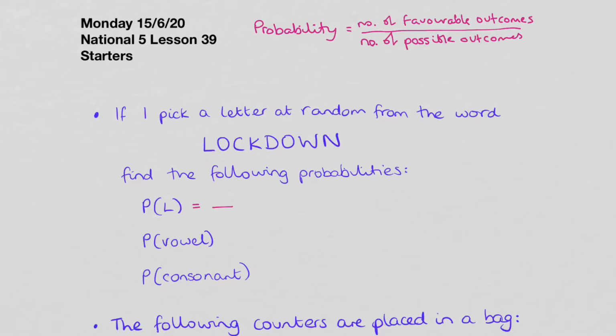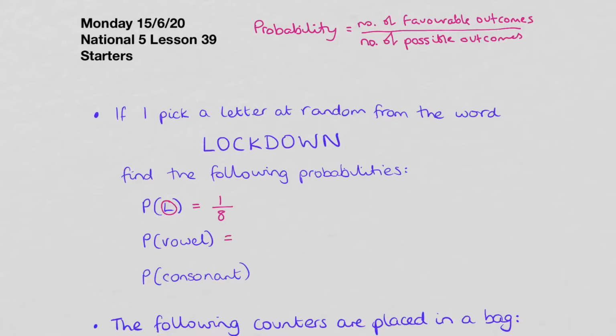So if you pick a letter at random from the word lockdown, there are 1, 2, 3, 4, 5, 6, 7, 8 different things that can happen. So the 8 goes on the bottom of the fraction. Okay, number of favourable outcomes is the number of ones that are actually an L, and that's 1. So the probability of picking an L at random is 1/8.